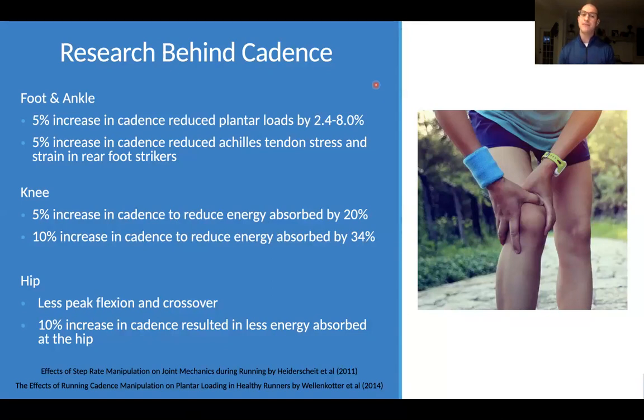A 5% increase in cadence reduces the stress on the Achilles tendon, right? Achilles tendinopathy is a very common running related injury. So we can take some stress off that Achilles tendon by getting the legs to turn over more quickly.